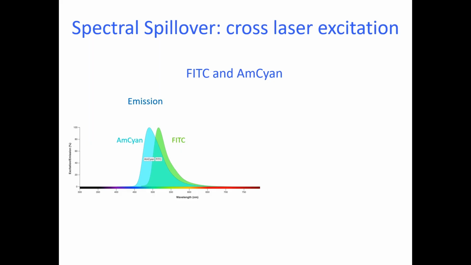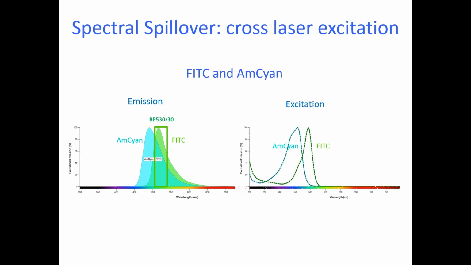Another significant source of spillover is cross-laser excitation. Here we have two fluorochromes that emit in the same green range, cyan and FITC. Their emission on most conventional instruments is collected through a 530/30 filter. They differ, however, in their excitation spectra. Cyan is maximally excited by the violet 405 laser and FITC by the blue 488 laser. They are also excited by the other lasers to a lesser extent, particularly FITC by the 405, cyan a little bit by the 488.